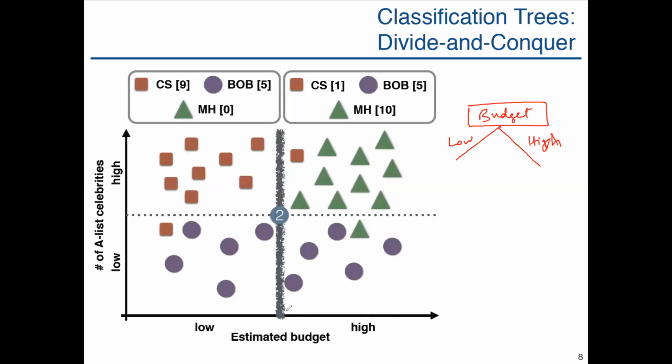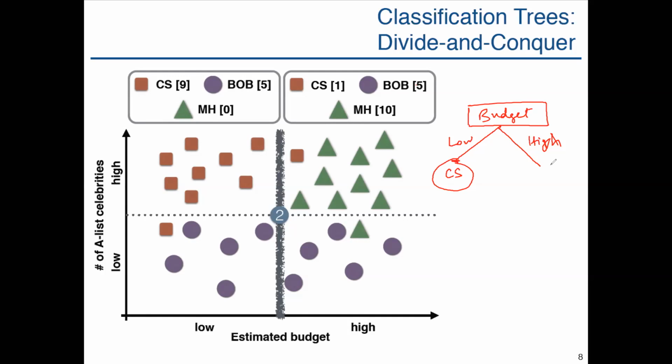So what happens if you choose this split? Here you have an estimated budget of low on the left side and an estimated budget of high on the right side. So what happens if you have an estimated budget that is low? Here, since the majority of these movies on the left side are critical success, we predict these movies as critical success. So we can have critical success here. Okay, we predicted this as critical success because the majority category in this case was this one.